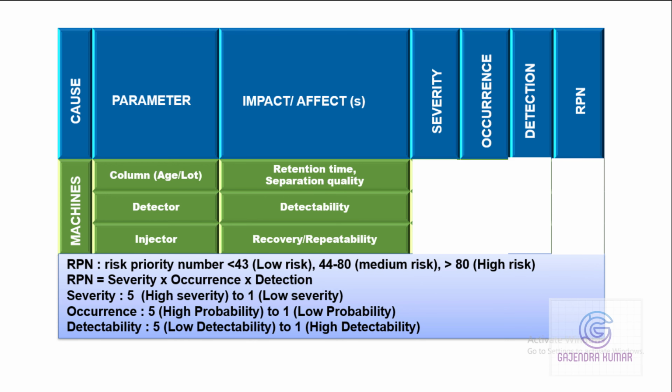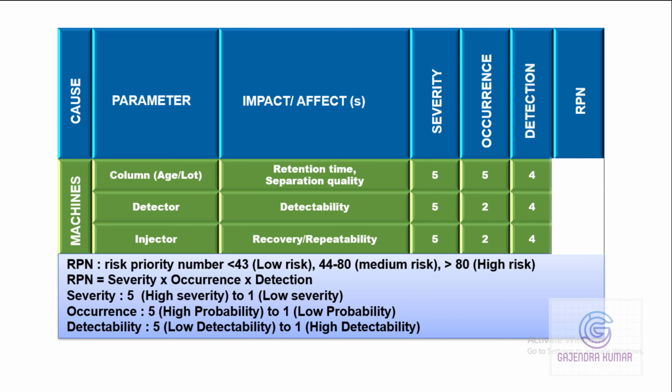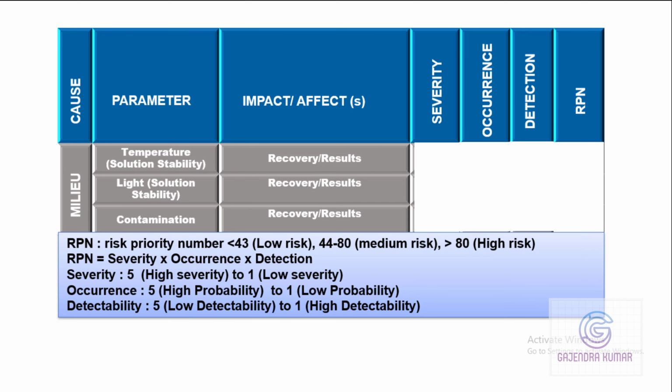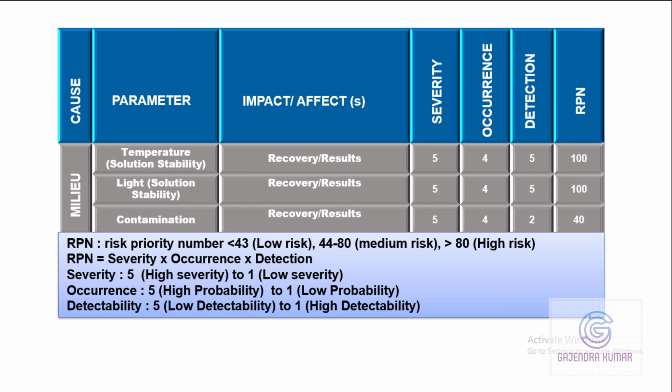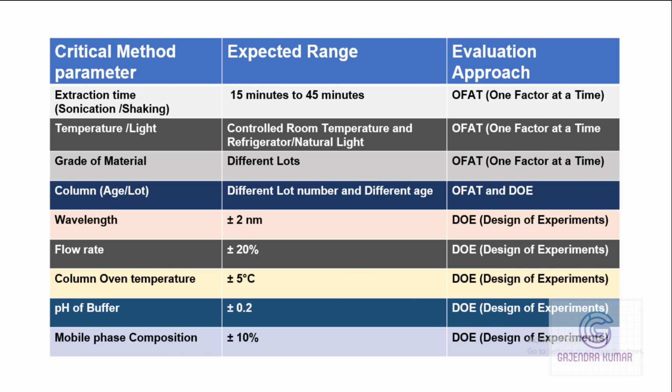With respect to the machine, the column has high severity. Occurrence is also very high. These are the numbers. So for environment, temperature and light, that is solution stability. So these are the impacts. So both temperature and light are in a very high risk zone. So based on the FMEA analysis, you need to identify the critical method parameters. These are the critical method parameters for that method.